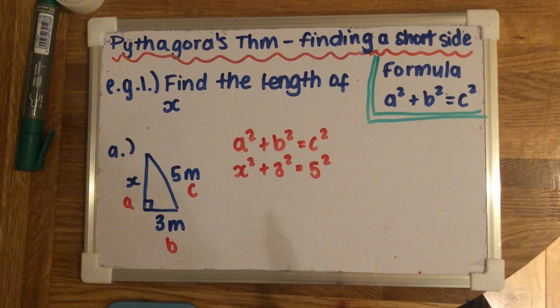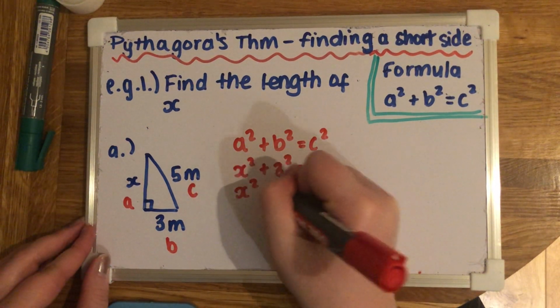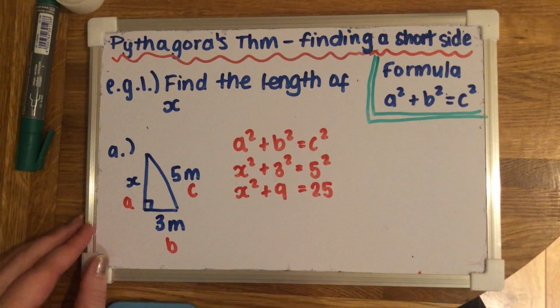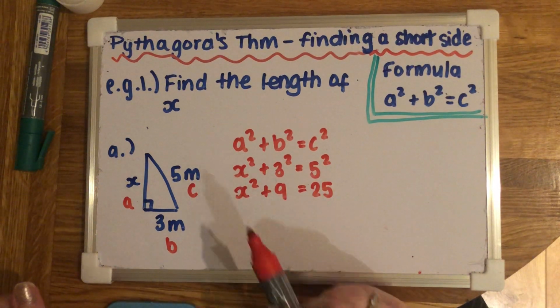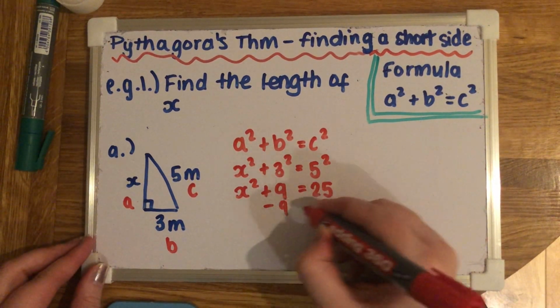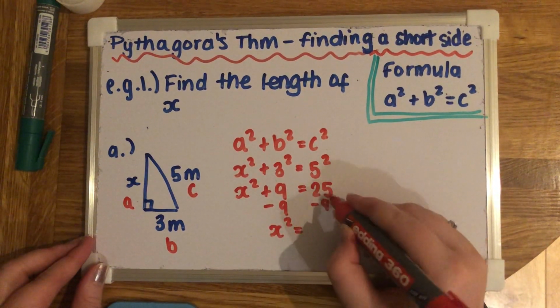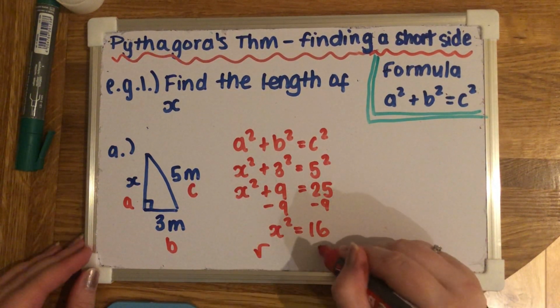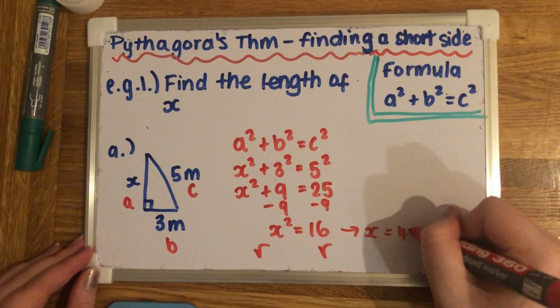So before I do anything, I'm going to work out what 3 squared is and what 5 squared is. So it'll be X squared plus 9 equals 25. Now I want the X squared to be on its own. At the moment we've got this plus 9, which we don't want. So I'm actually going to take away 9 from both sides. So we get X squared is equal to 16. Okay, then we're back to the stages that we were doing in the other video. So then we just square root it, which gives us that X is 4 meters.